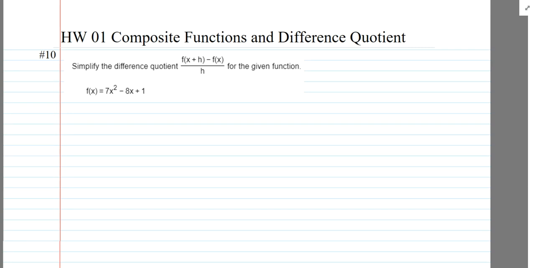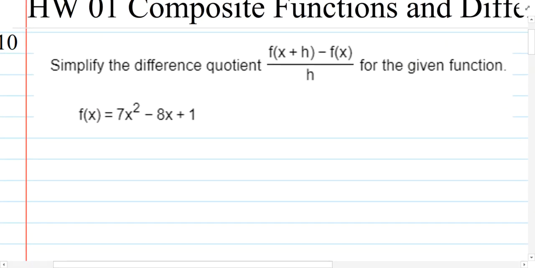Okay, in this video I'd like to talk a little bit more about the difference quotient. I've got two examples I'd like to work through, and they come from homework number 1. This is problem number 10, or at least my example for problem number 10. It says to simplify the difference quotient of this definition for the given function here.